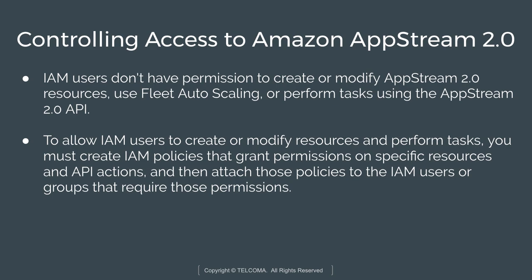Controlling access to Amazon AppStream 2.0. That means IAM (Identity and Access Management) users do not have permission to create or modify AppStream 2.0 resources. We are required to perform tasks using the AppStream 2.0 API. Now what if we require to use IAM users? To allow IAM users to create or modify resources and also to perform various tasks, we are required to create policies that grant permissions to resources and API actions. Then only can the IAM user access AppStream 2.0.